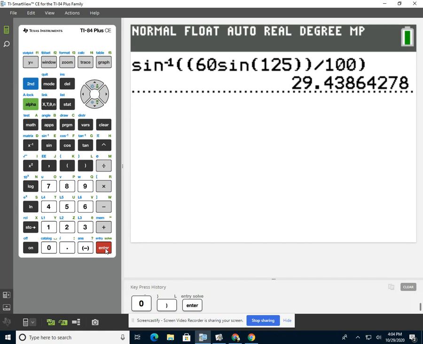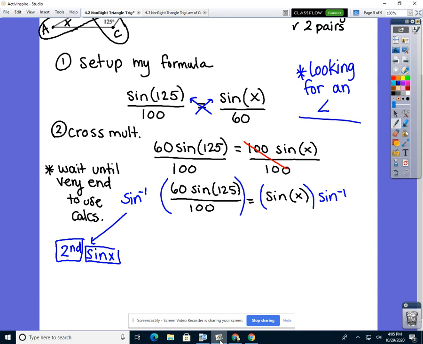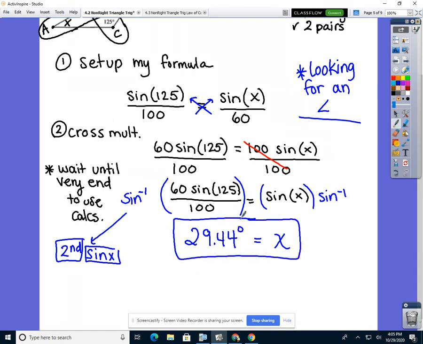29.4386428. Do you think you have to put all the decimals? Absolutely not. Let's use a healthy 2 decimal places. So 29.438 would round up to 29.44. And I am going to have my angle, 29.44 degrees. Right, so that is the first one there.